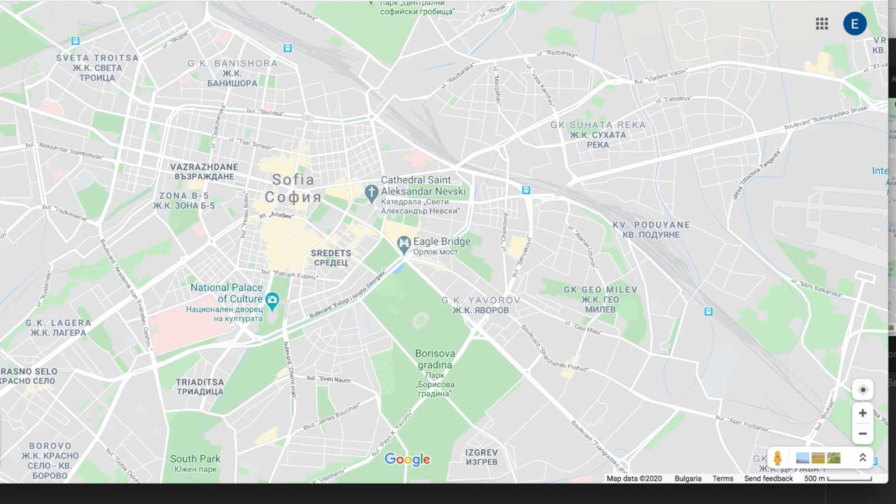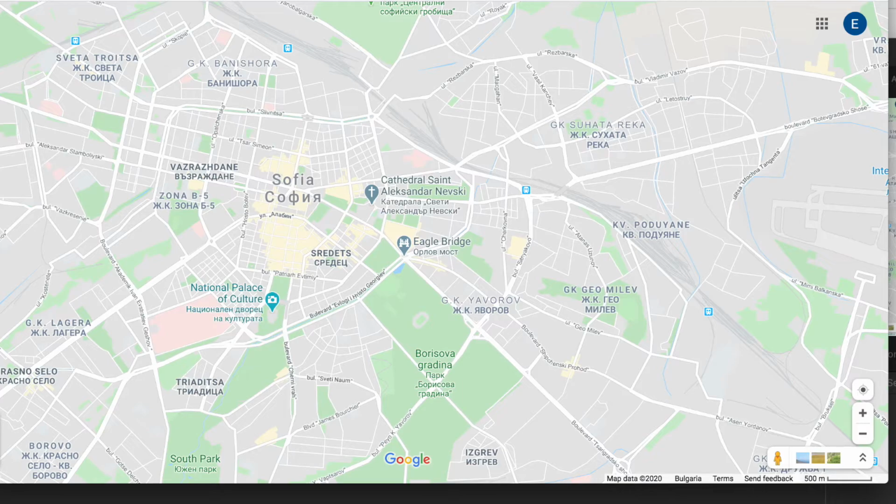So today we're going to look at some applications of scale drawings and scale copies in real life. And one of the most common we use is maps. So here's a screenshot of a map of Sofia. And you'll notice in the bottom right-hand corner, we have a scale. And it tells us for a particular distance on the map, that distance represents 500 meters in real life.